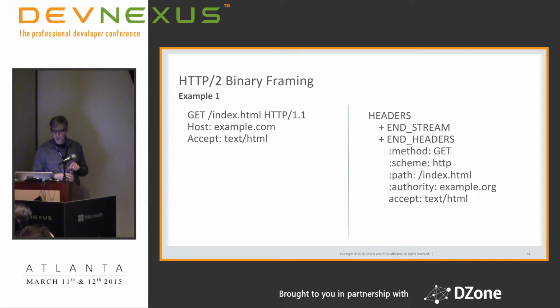All right, so on the left side we have the HTTP 1.1 representation, and on the right, the same thing, how it would be represented textually as HTTP 2. Remember, HTTP 2 is binary, so you're never going to see colon method colon. This is just a representation that's human readable. So here we have GET index.html, HTTP 1.1. We're sending the host header and we're sending the accept header.